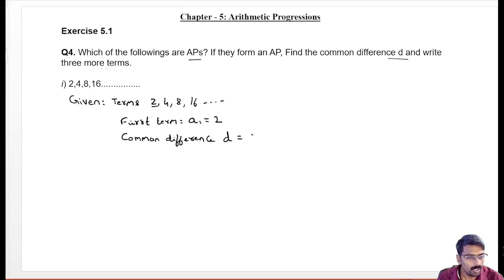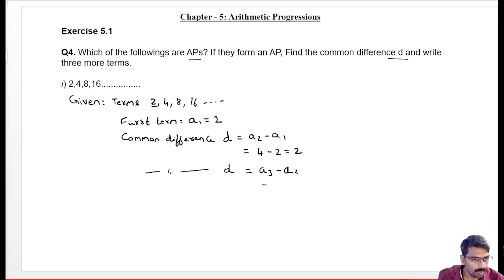Common difference D is A2 minus A1, current term minus previous term. So that would be equal to 4 minus 2, that would be equal to 2. So what is the common difference if we consider A3 as our current term and A2 as our previous term? That is equal to 8 minus 4, that is 4.